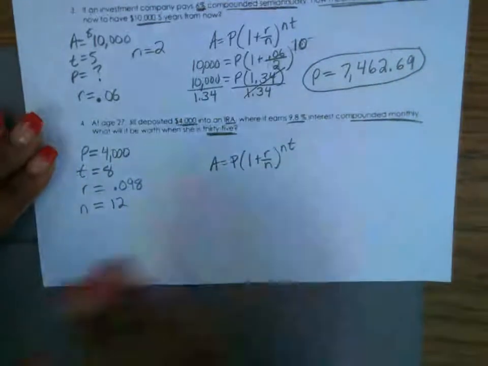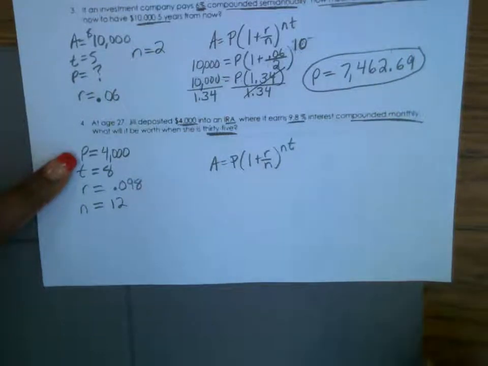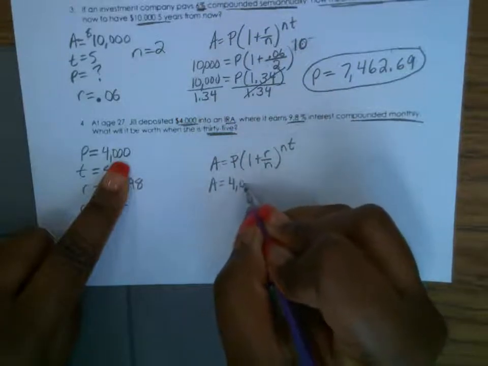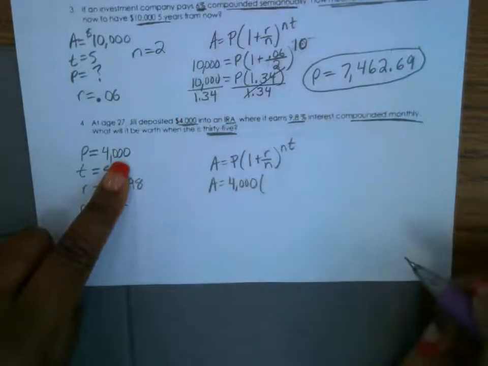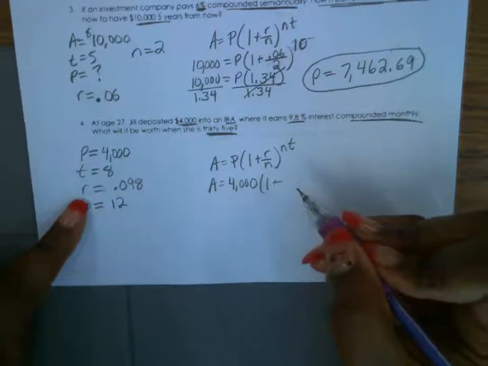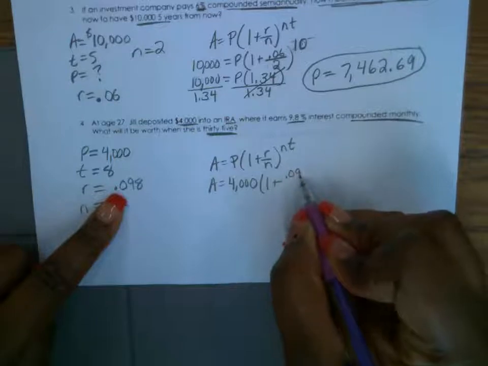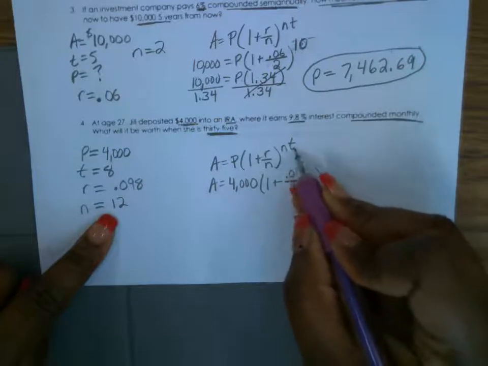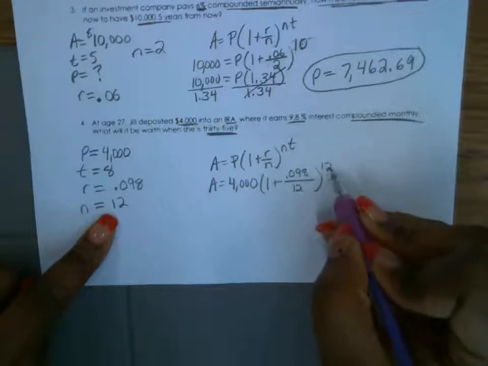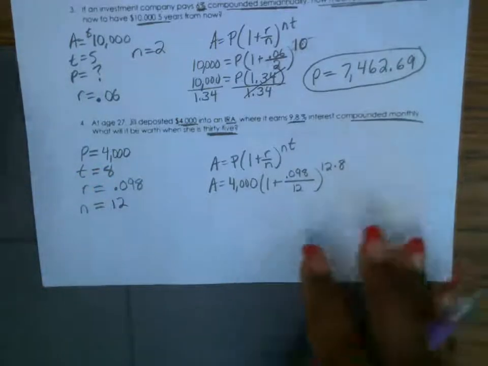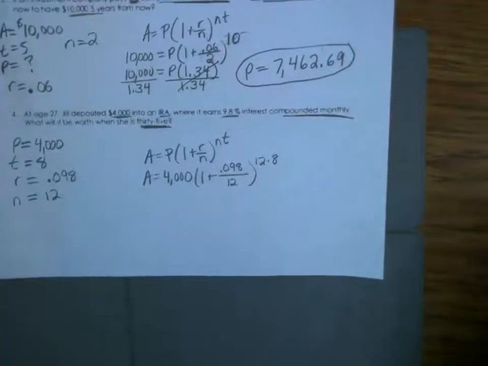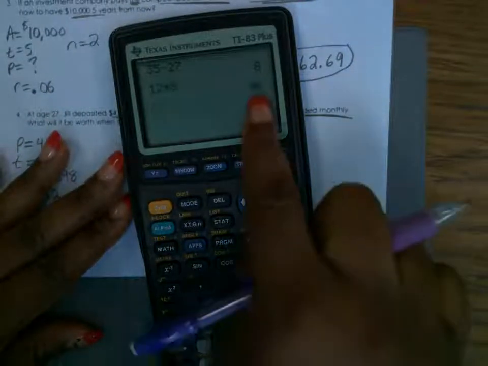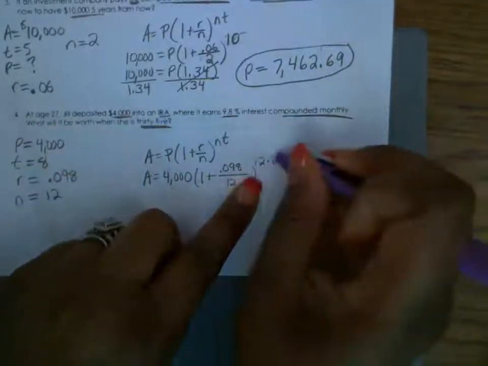Okay? So let's substitute. The starting amount is 4,000, so you're going to put 4,000 here. 1 plus, then we have 0.098. N is 12, and we raise it to the NT power. N is 12, so it's going to be 12 times 8 years. I'm going to go ahead and multiply 12 times 8. Look at that. It's 96. So we're going to replace this with 96.